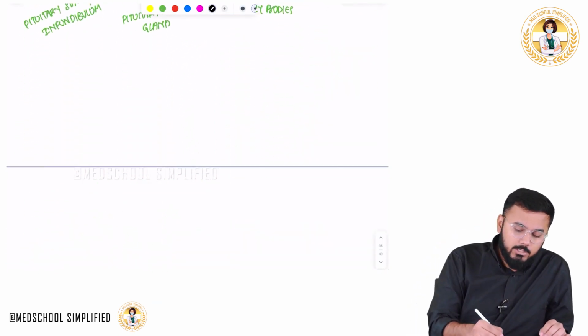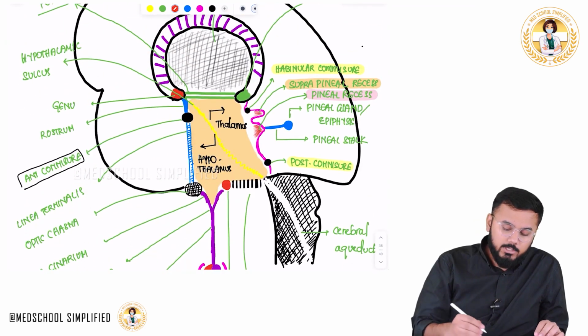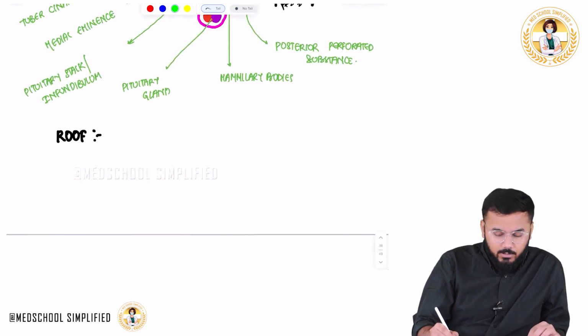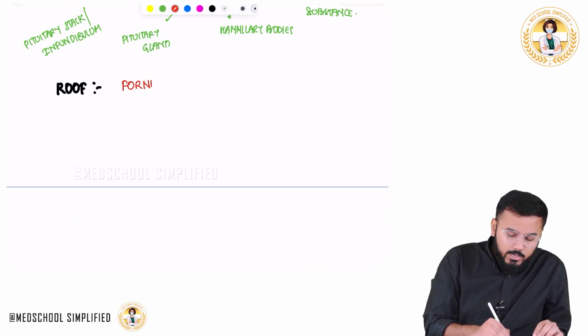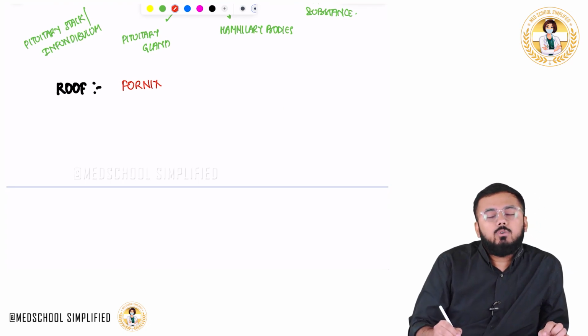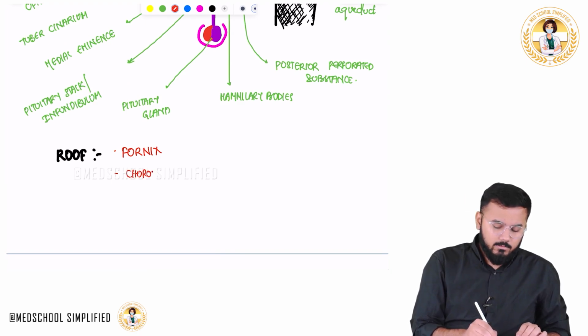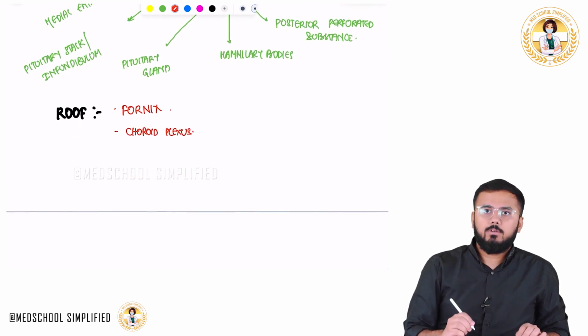So the first important structure which we shall do is that we shall first discuss what are the structures that are located in the roof. In the roof of the third ventricle over here, what is the structure that is located here, guys? You tell me now. Don't you think the roof is having only one structure over here, that is called as fornix, right? Not only fornix, there is also one more important thing. This is nothing but called as your choroid plexus. So these are the two structures that are forming the roof.